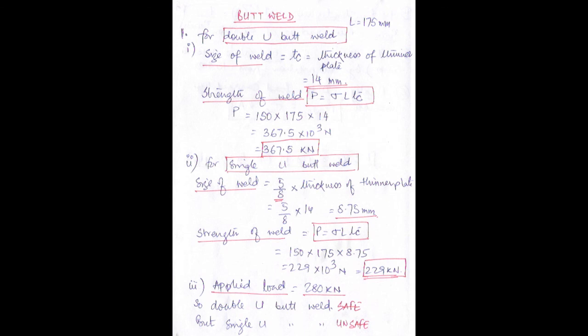So obviously it will be able to handle that because the applied load is much less. It can carry up to 367.5. So the double U butt weld is safe. But the single U butt weld is unsafe. Why? Because in case of single U butt weld, that is part number 2, the strength of the weld is 229 kilonewton. But how much load are you applying on the structure? 280 kilonewton. So it will not be able to carry that load. So single U butt weld is unsafe in this case.